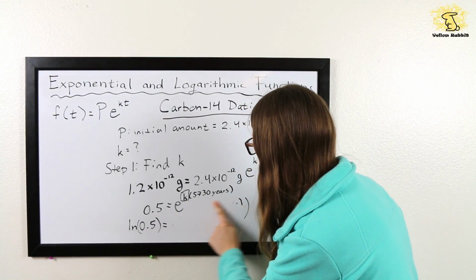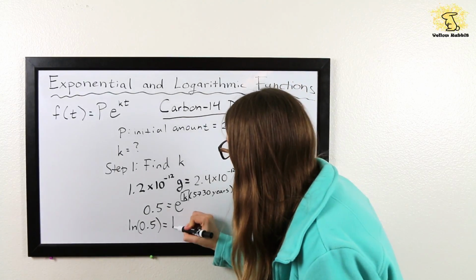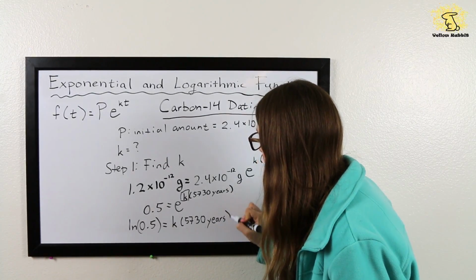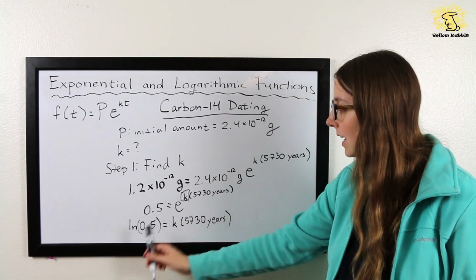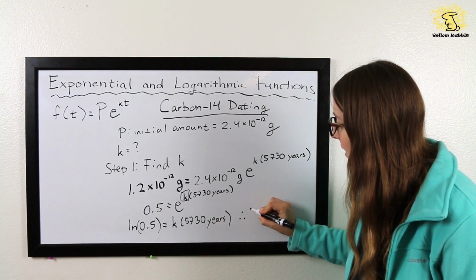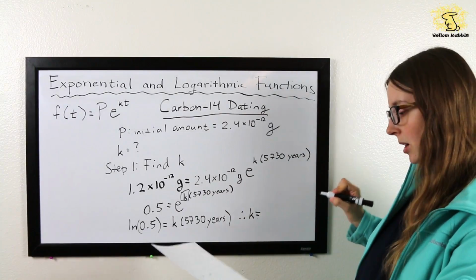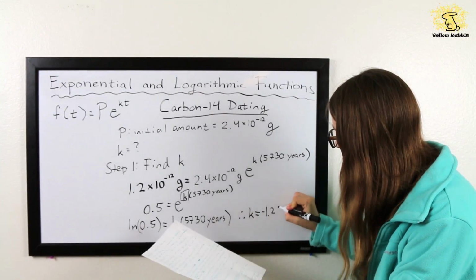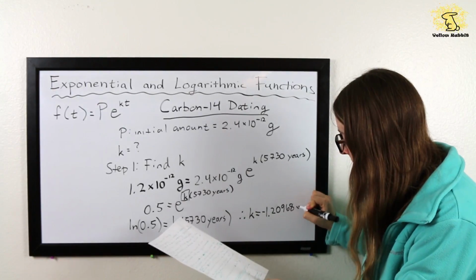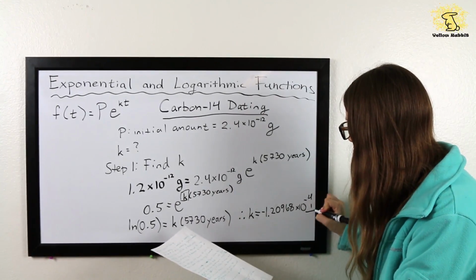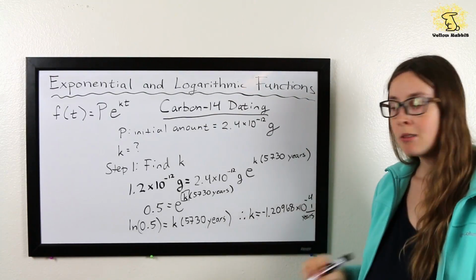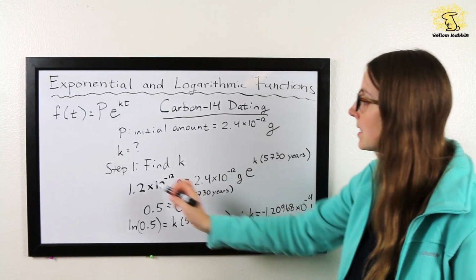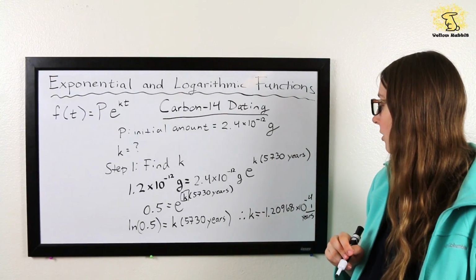So this will become simply k times this half-life. Rearranging the expression here, dividing the half-life over to the other side, I can get that k is approximately equal to negative 1.20968 times 10 to the negative fourth, 1 over years, so inverse years. Why did I carry so many digits here? I want to make sure that I'm not over-rounding in this intermediate step. So this is just an intermediate step, solving for k.